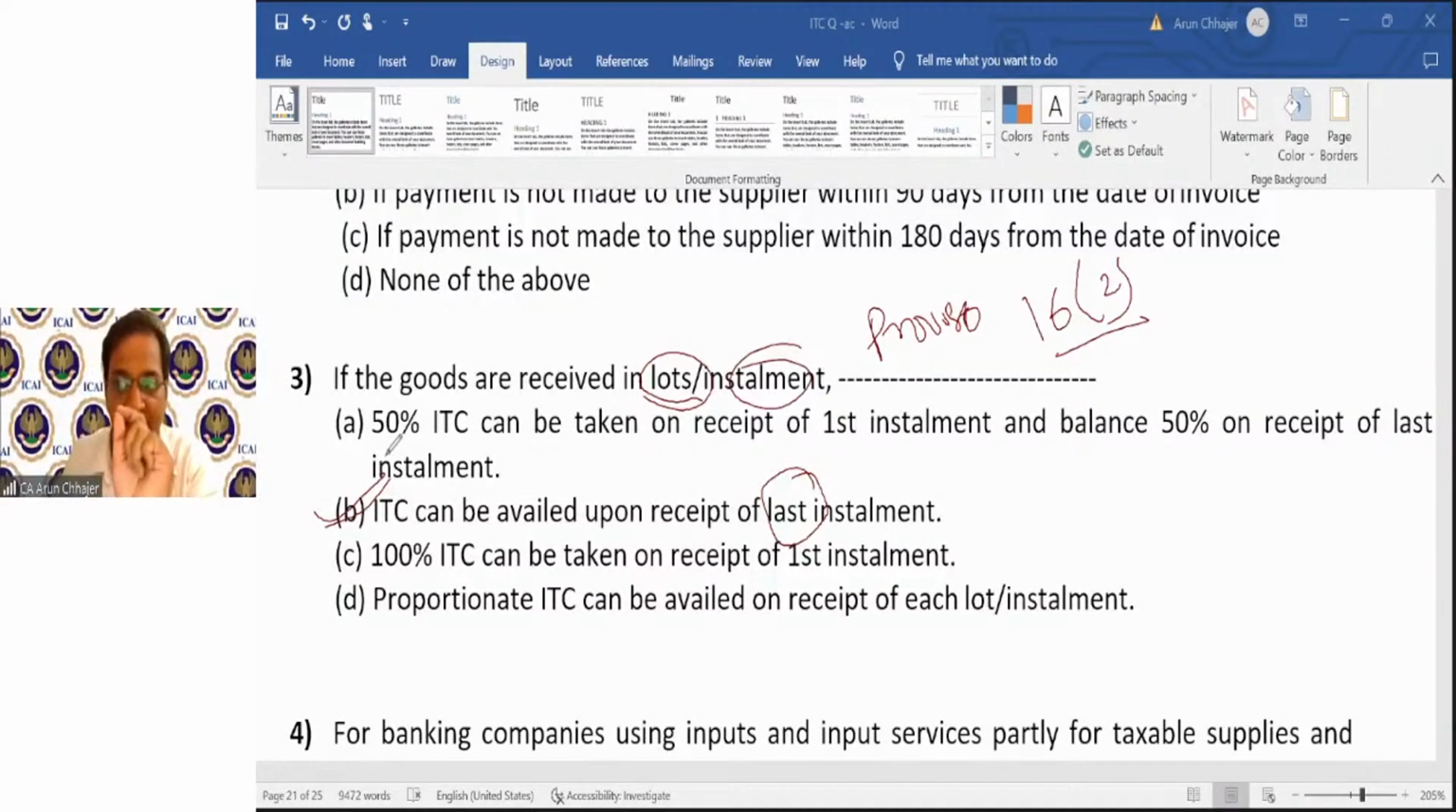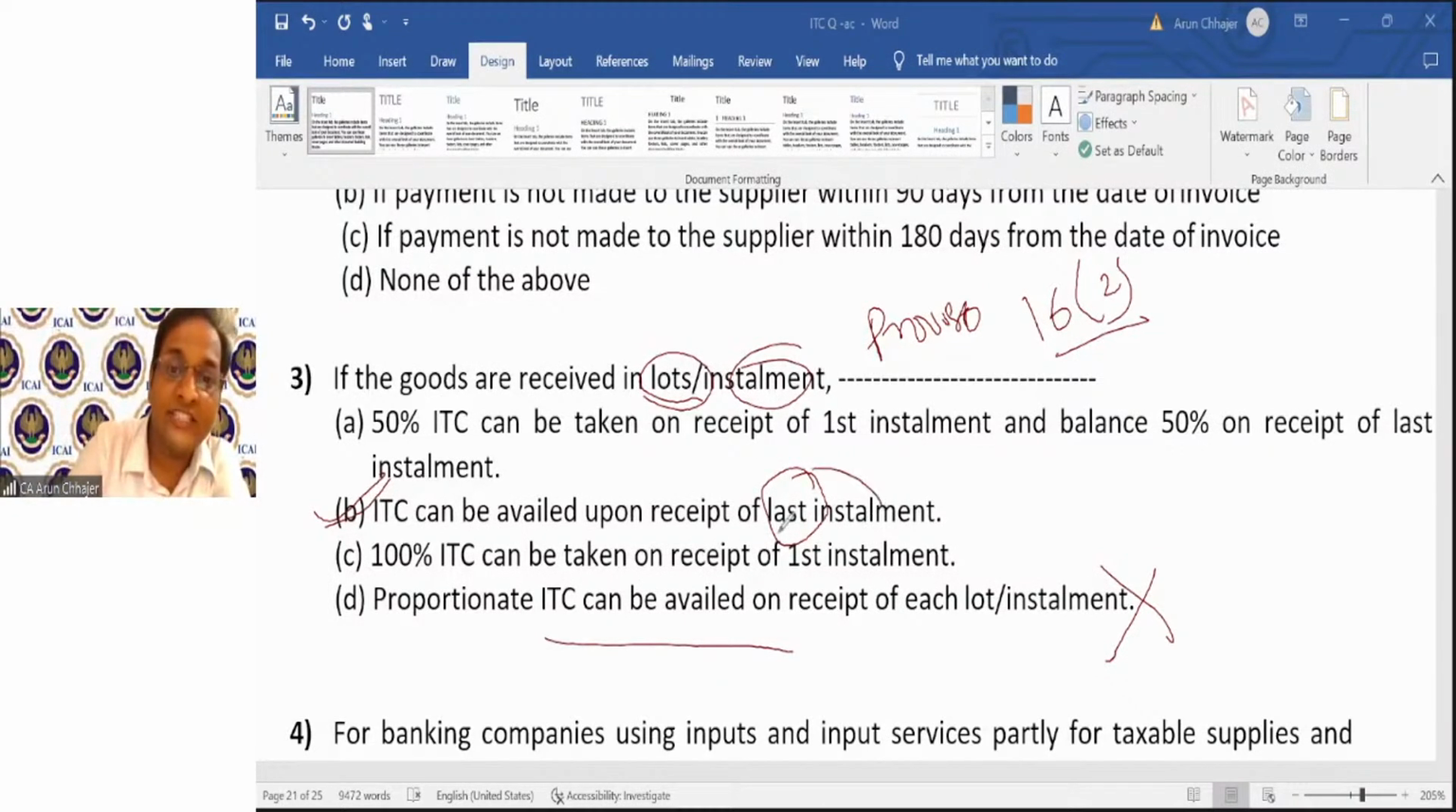Please confirm this is clear to all. सभी लोग मुझे एक बार चैट पर कंफर्म करें कि सर हाँ ये क्वेश्चन मुझे समझ में आ गया. Will you be able to take ITC proportionately? No, not at all. The provision is very clear that when the last lot or installment is being received, only then can you take the ITC. बहुत सिंपल क्वेश्चन है, बट फिर भी मैं आप लोगों से कह रहा हूं कि कंफर्म करें कि इट इज क्लियर टू ऑल.